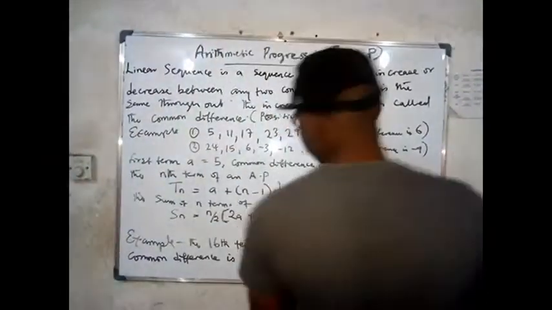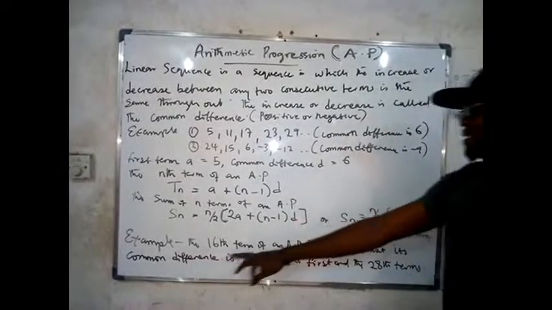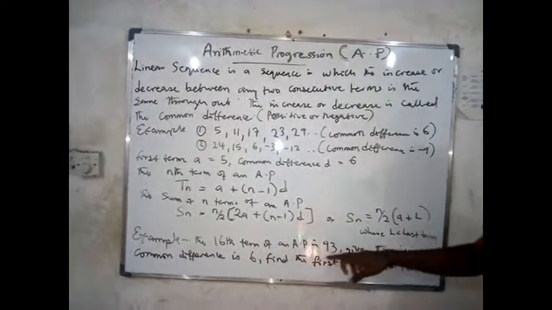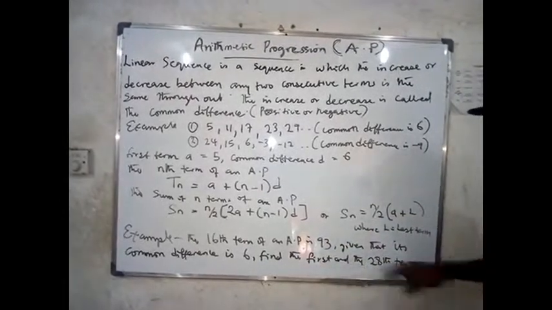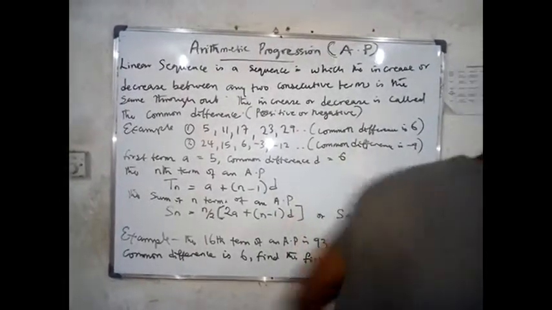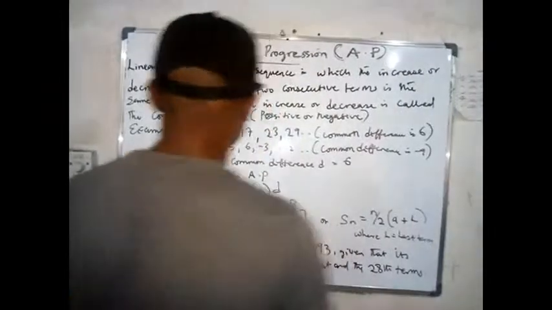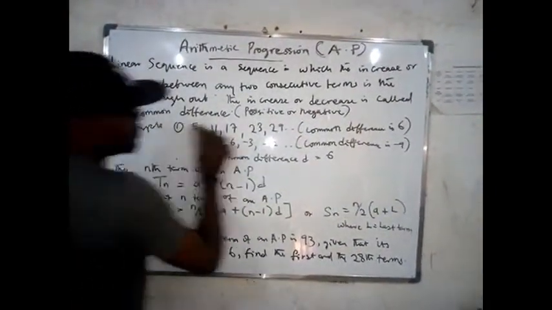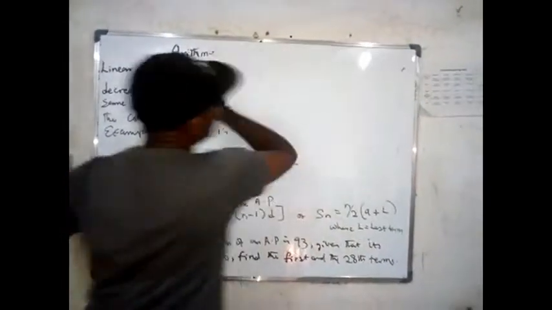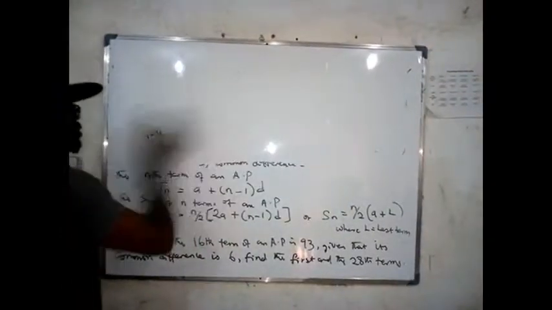Is that clear? And with that, you can solve this problem. The 16th term of an AP is 93. Given that its common difference is 6, find the first and 28th terms. Can we solve this? Class, can we solve this? So I'm going to just take this out so that we'll solve it.